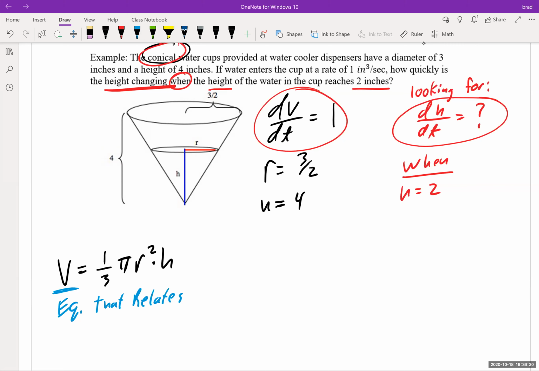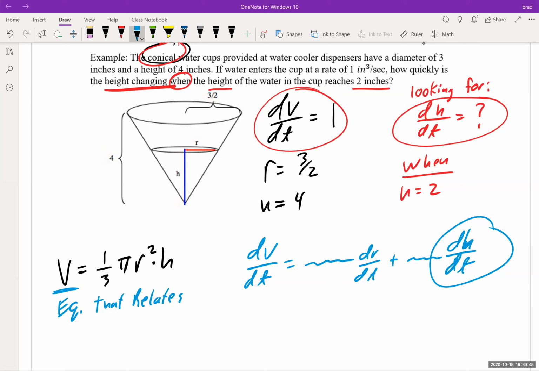You guys remember when we take the derivative of both sides, we're going to end up with a dV/dt. Somewhere over here, we're going to have a dr/dt, and then plus, we're also going to have a dh/dt. Now that's a problem because yes, we're looking for dh/dt, and yes, we know dV/dt, but we actually don't know dr/dt. So we're going to have to think of something else.